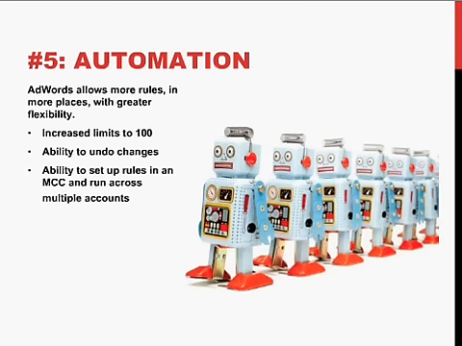Okay. The second big change, and I really like this one, is that we can now undo the changes that were made by a rule. Because I'd say one of the biggest cautions about automated rules is not really previewing and checking the actual impact of a rule on your account.